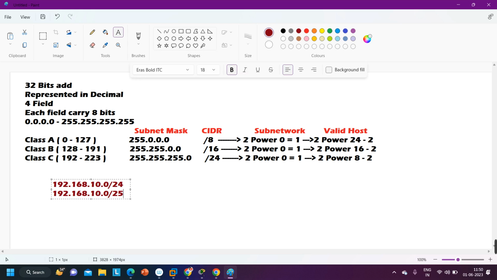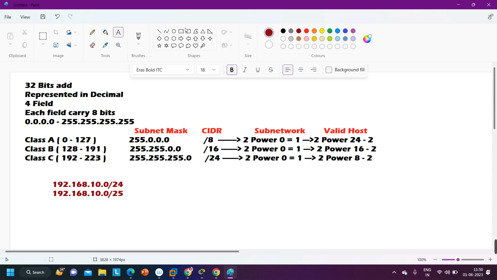That means whenever we need two networks, we will borrow how many bits? 1 bit. Whenever we need four networks, how many bits will we borrow? 2 bits, 2 to the power 2. When I need 8 networks, we will borrow 3 bits, 2 to the power 3.